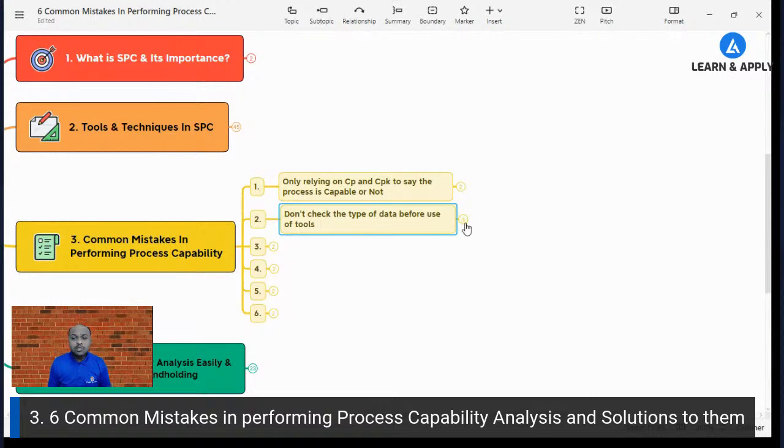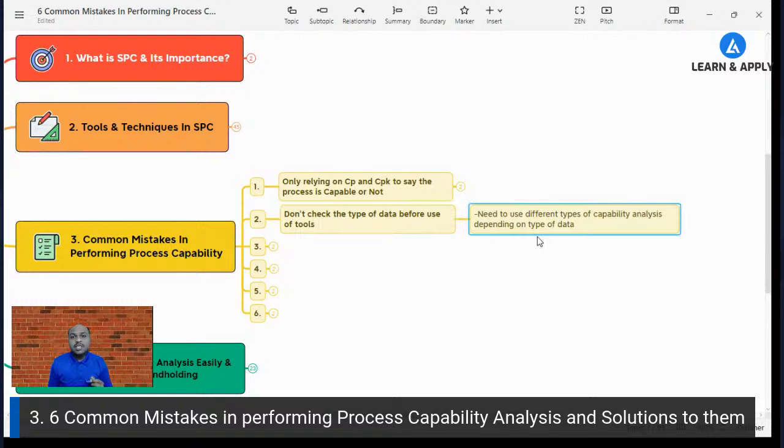Now, what is the solution for this? We need to understand what kind of distribution our data is following, whether our data is following the normal distribution or a non-normal distribution. If our data is not following the normal distribution, then what kind of non-normal distribution? Either it is a Weibull distribution or an exponential distribution. What kind of distribution is our data following? We need to check that.